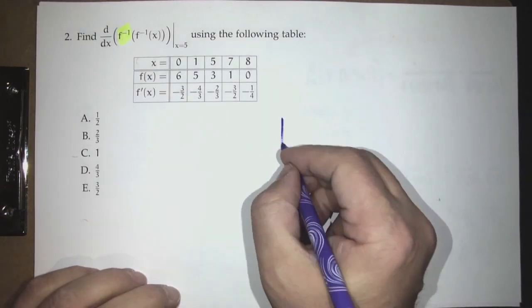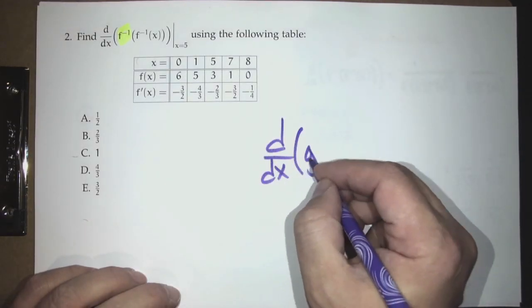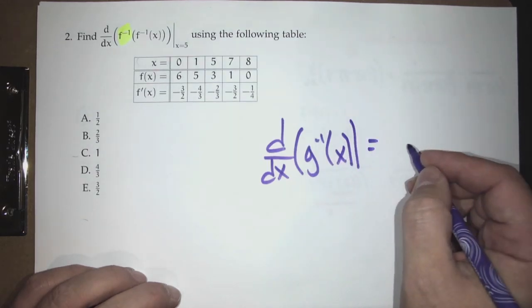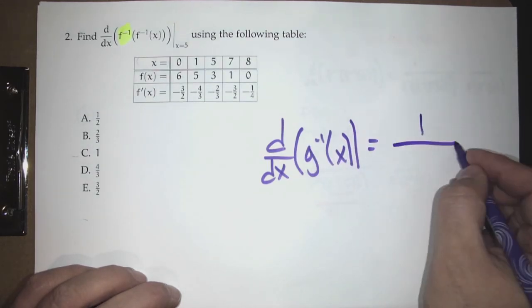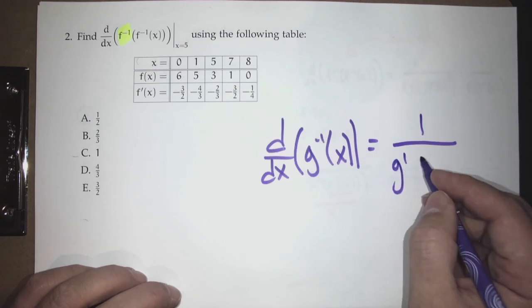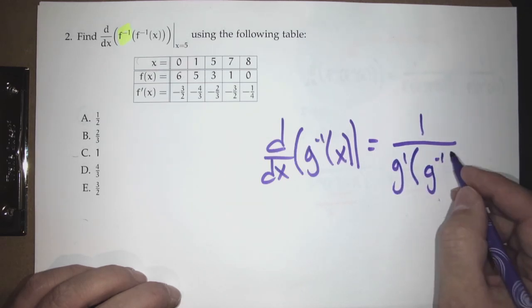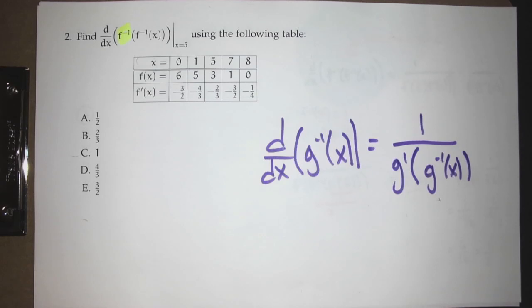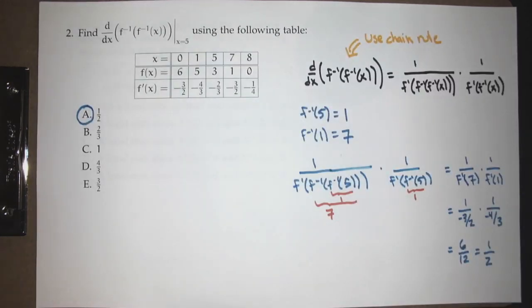So, according to just generic, the derivative, I'll use g inverse of x, is 1 over g prime of g inverse of x. Okay, good. That's our formula. So this question is testing you on this formula. All right, so we have answers: 1/2, 2/3, 1, 4/3, 3/2. The answer is 1/2, that's right. Good.